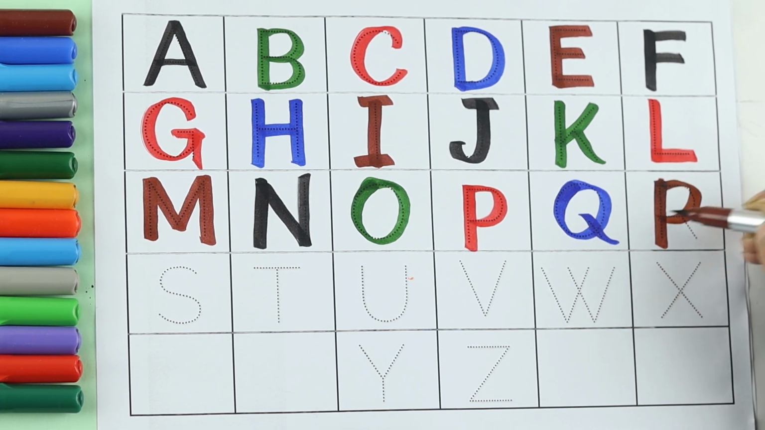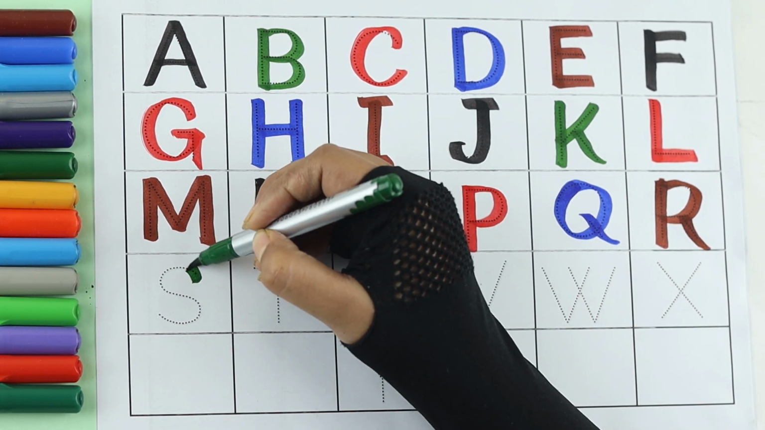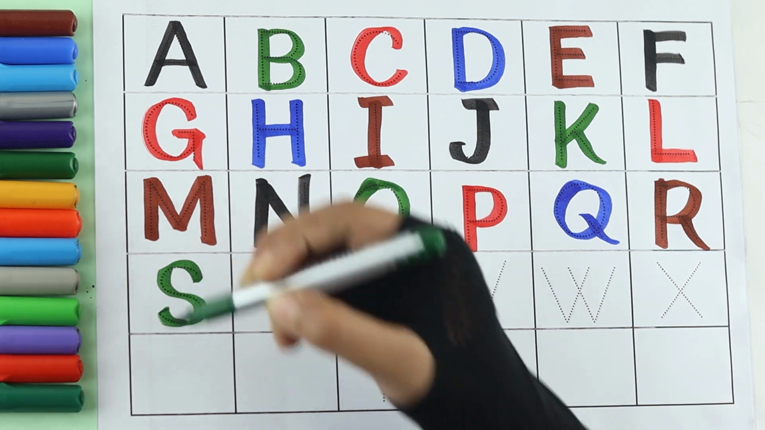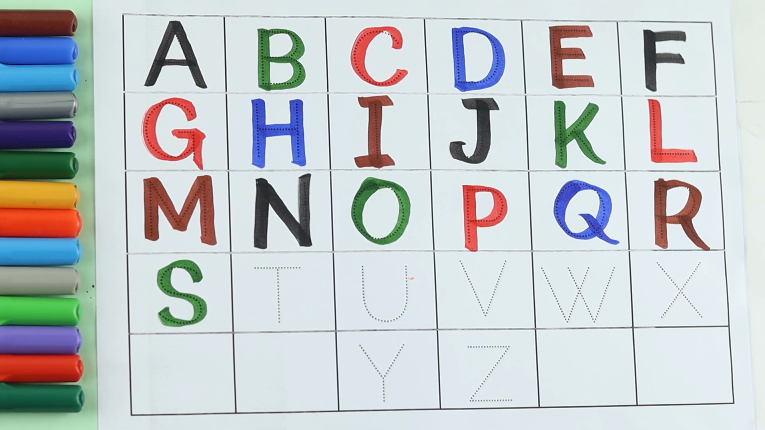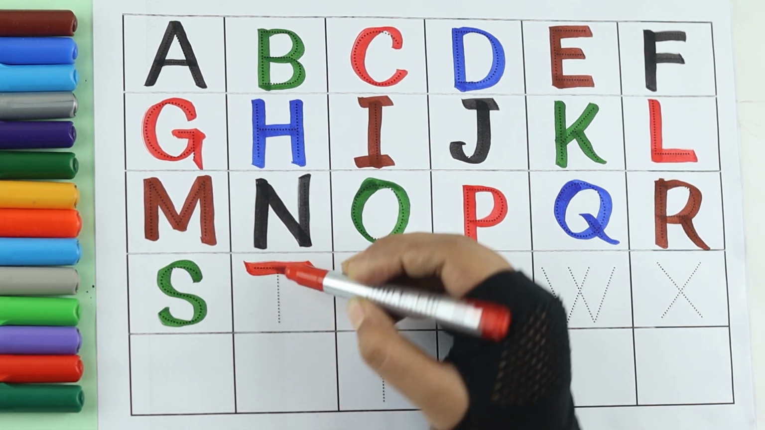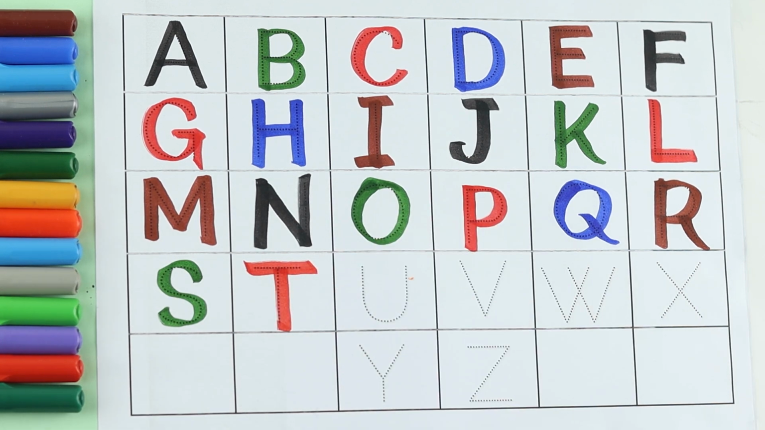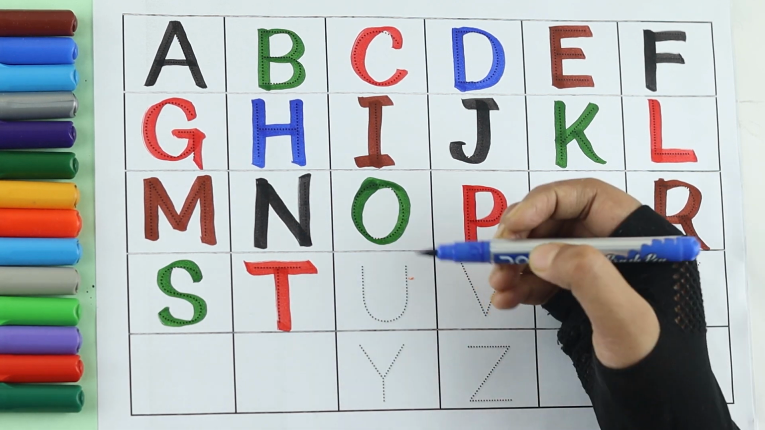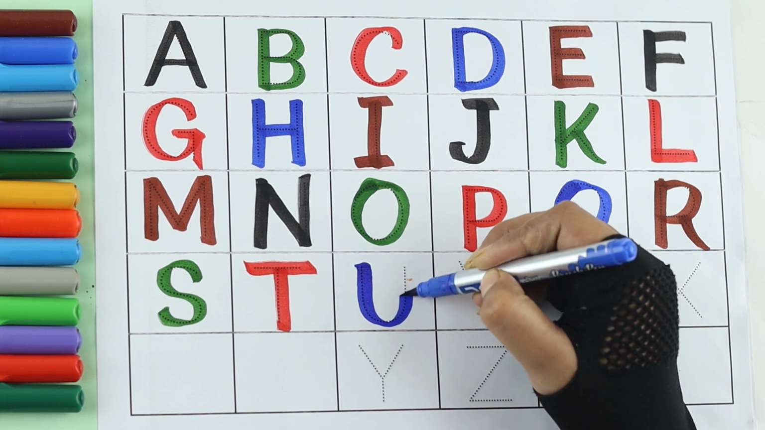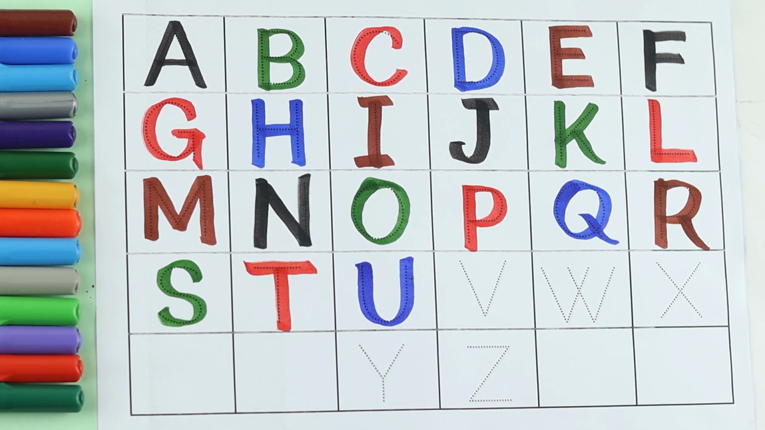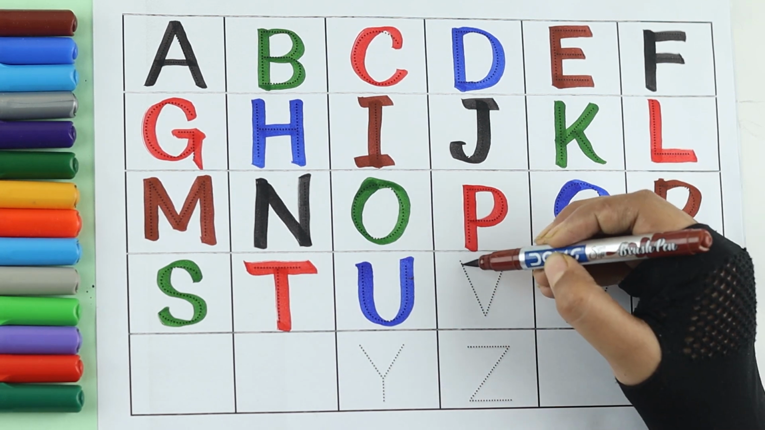R for rose. Green color. S for sun. Red color. T for tiger. Blue color. U for umbrella. Brown color.